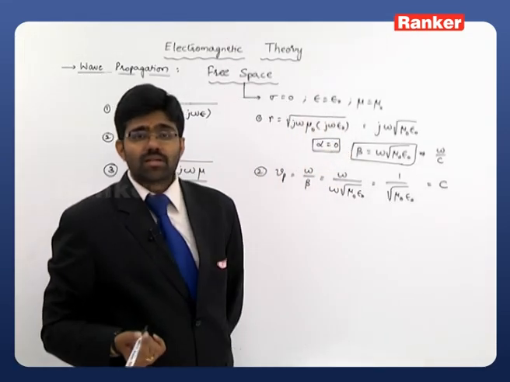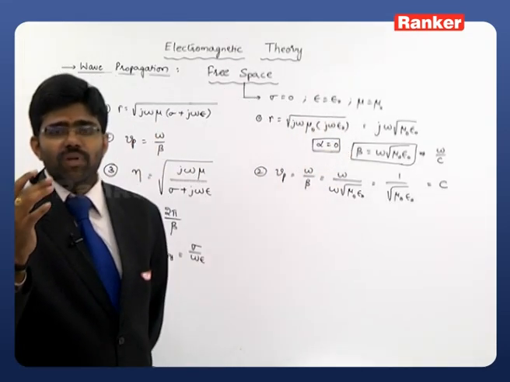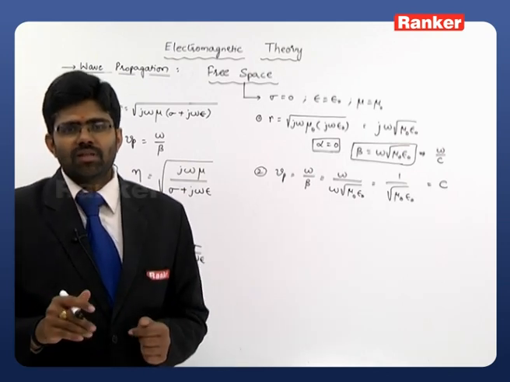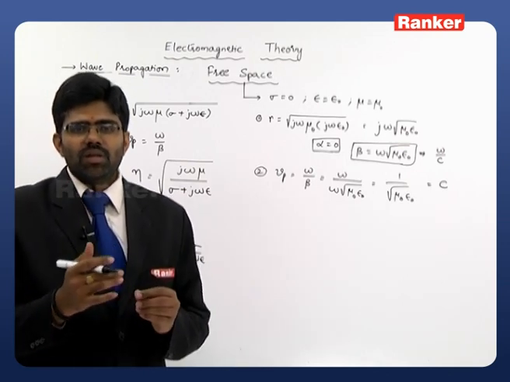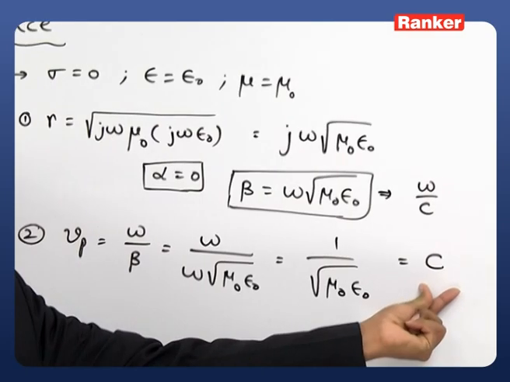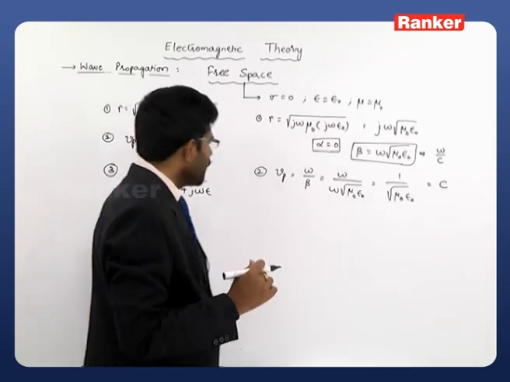So what you can understand is, in free space, the phase velocity is equal to the light velocity. The phase variation of the wave in free space will be taken with the light velocity. Directly c, that's a constant you have to remember.